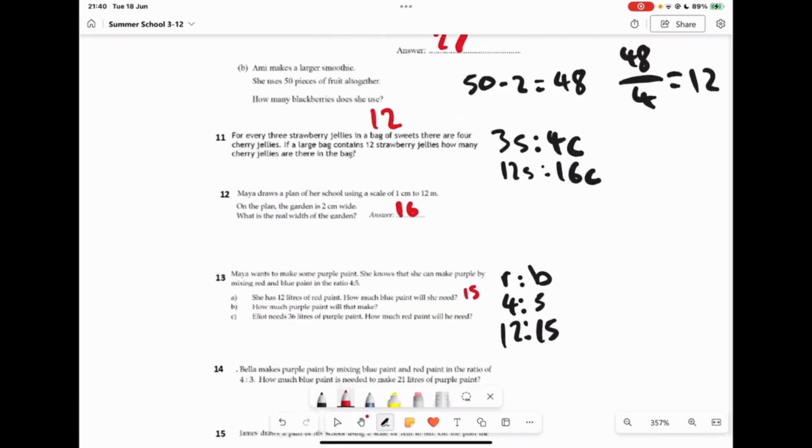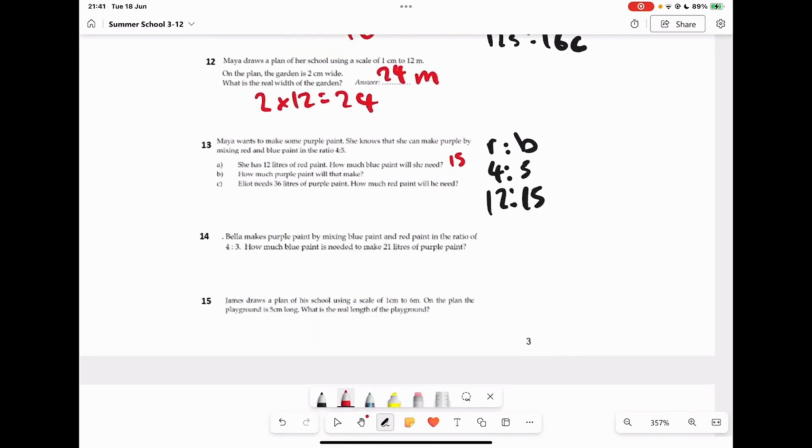I just realised that I wrote the answer in the wrong place for the previous question. Okay, let's quickly go back to question 12. Maya draws a plan of her school using a scale of 1 centimetre to 12 metres. On the plan, the garden is 2 centimetres wide, so what's the real width? So what we have to do here, because we know that it's 2 centimetres wide on the plan, we just multiply by 12, and that gives us 24. So the real width will be 24, and you can note your units of metres. Okay, now back to question 13.